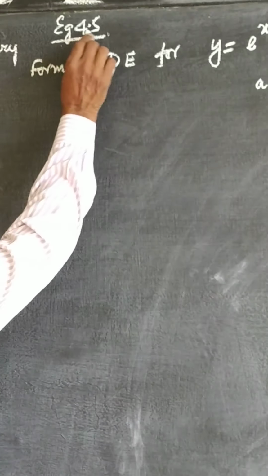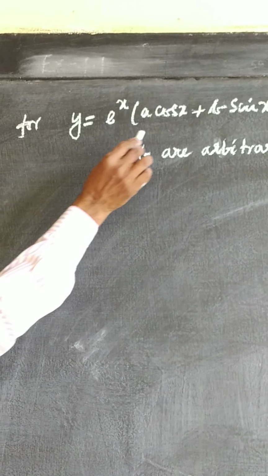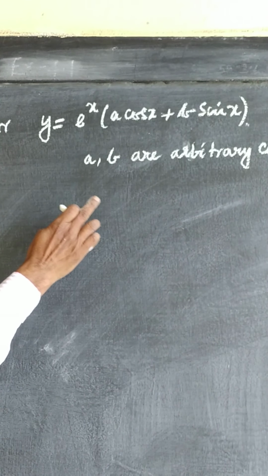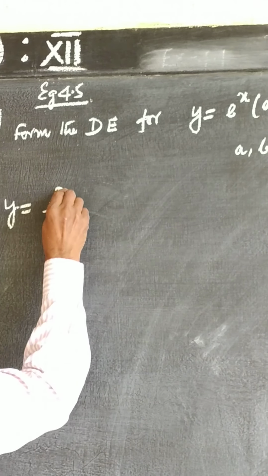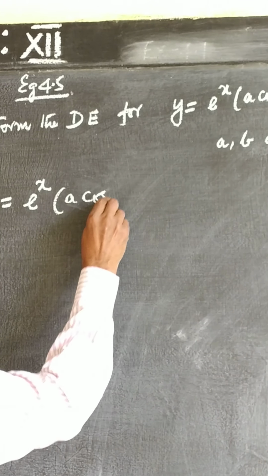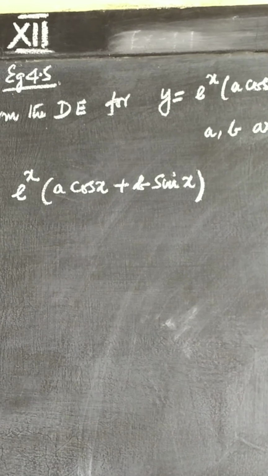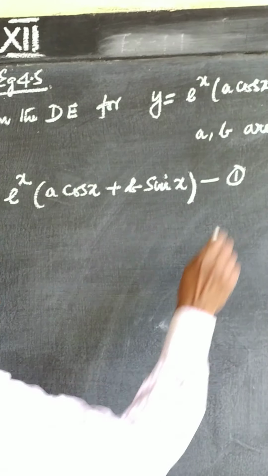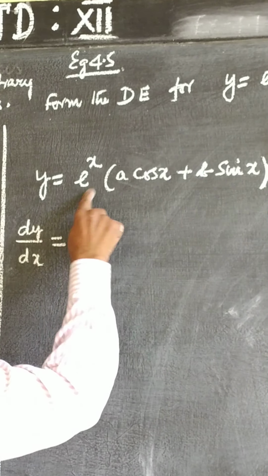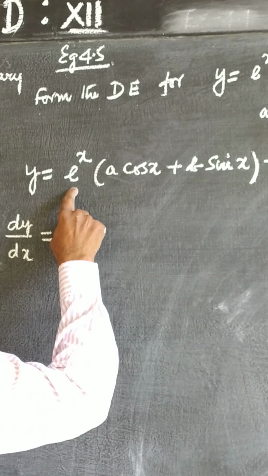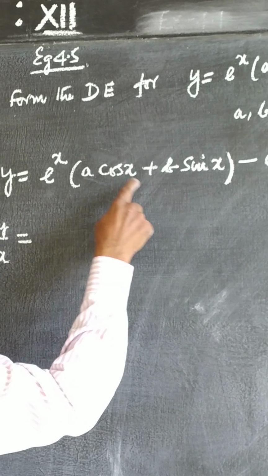Now, example 4.5. Form the differential equation for y is equal to e power x, a cos x plus b sin x, where a, b are arbitrary constants. Now you are given y is equal to e power x, a cos x plus b sin x. We call this number 1. Now you are differentiating dy by dx. Here you get two parts, one is e power x, the other one is the bracket part. So you have to take this as u and this as v.